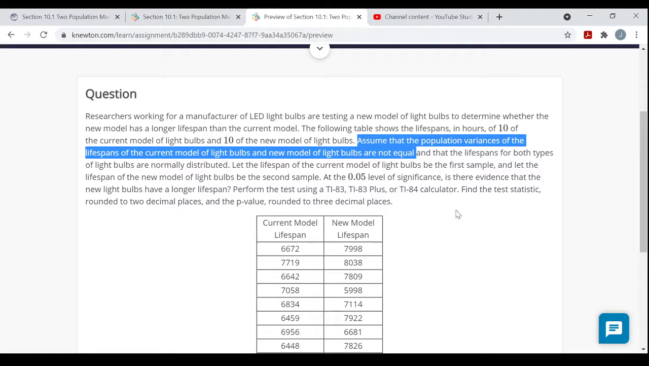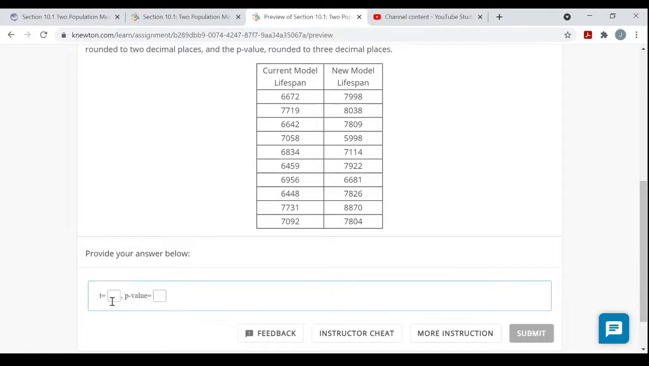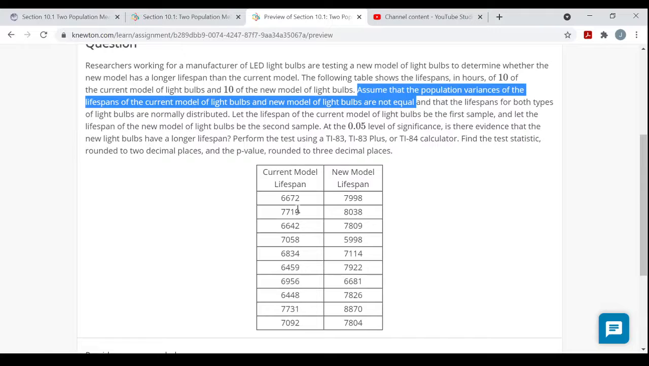Perform a test using the calculator. All we're asked to do here is find the test statistic rounded to 2 decimal places, and then the p-value rounded to 3. So put in t equals, p-value equals. First, I'm going to enter these lists of data, so I'll pull the calculator up.